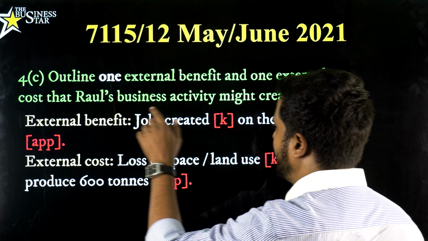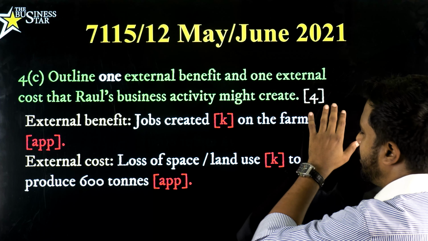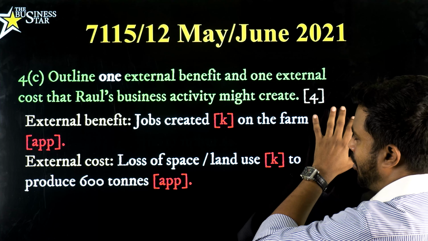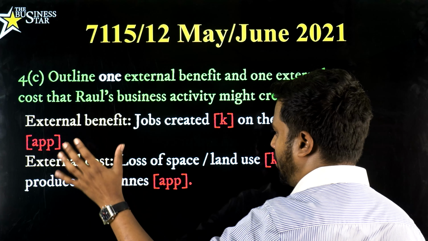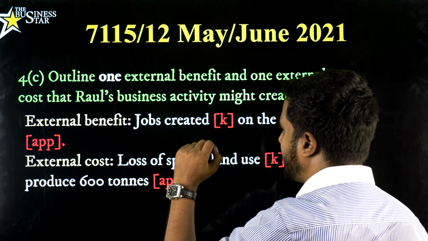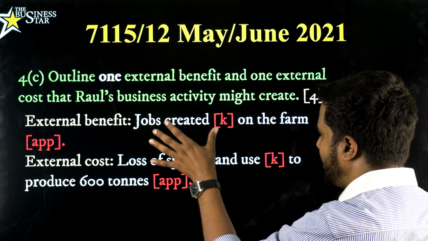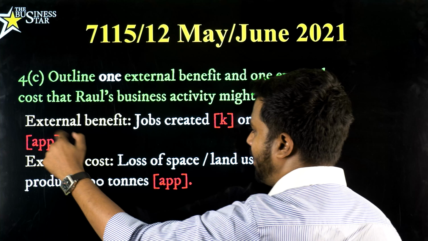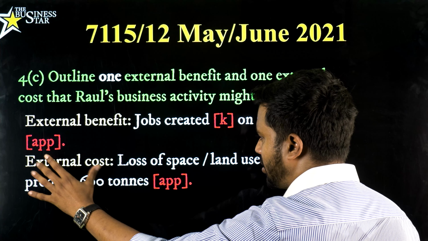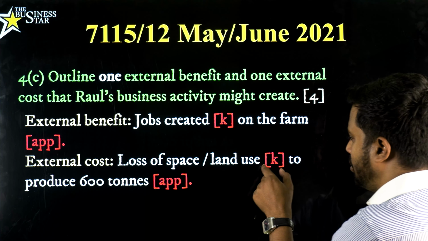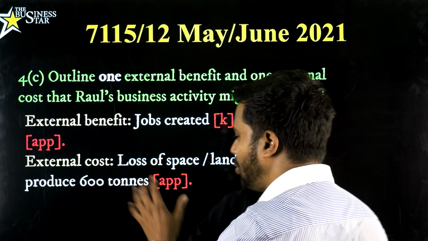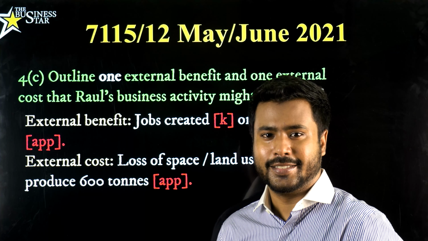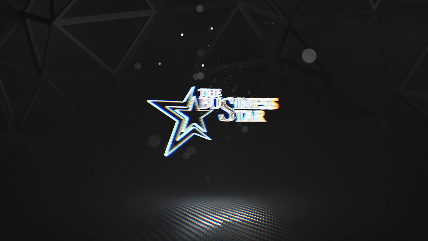Moving on to question number 4c, we have: outline one external benefit and one external cost that Rahul's business activity might create. This is a 4-mark question. We need to use a combination of knowledge and application, one external benefit and one external cost. So let's start with the first, external benefit, which is jobs will be created. This is the knowledge, and on the firm is the application. And the external cost is loss of space, land use. This is the knowledge, to produce 600 tons. This is the application, because 600 tons was written in the case study.